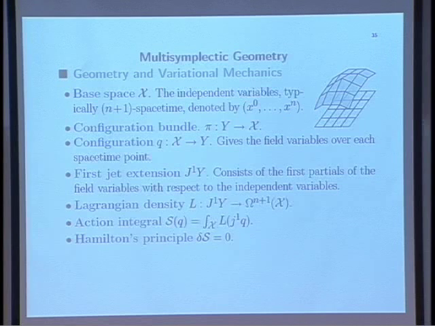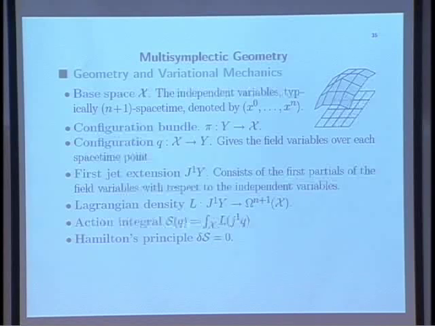So instead of just looking at one independent variable, now we look at the base space, which is going to represent your space-time. So it's going to be n+1 dimensional space-time. So you can think of spatial directions and time directions. And then you have a configuration bundle which maps the space of fields back down onto your base space. And then the configuration is something which is just some section of this object. And then instead of the tangent space to this manifold, you'd want the first jet extension. So it's basically all the partial derivatives of those field variables with respect to your space-time coordinates.